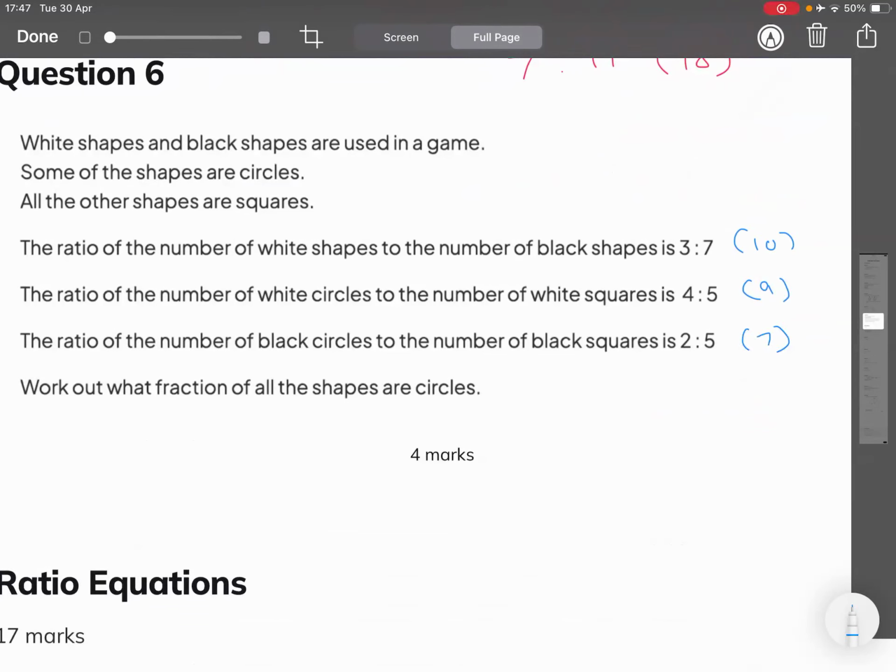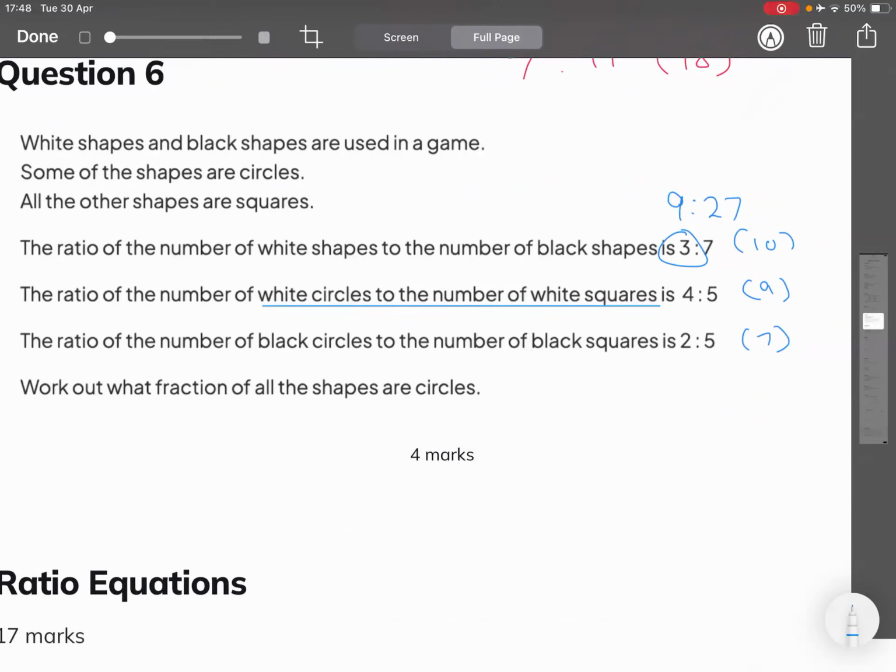Okay. But the real total, how much should the real total of white shapes be? It should be 3, isn't it? Well, no, it should be 9, but it's written as 3. So what do we need to do? Times it by 3.